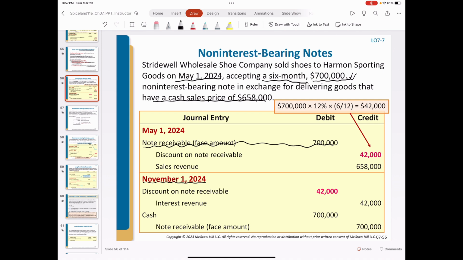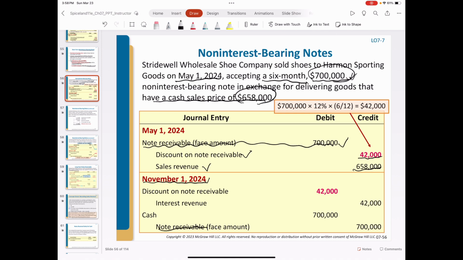So here you should know this $700,000 is notes receivable in 6 months. That's the value after 6 months. Well, its value at current on May 1st was $658,000. The difference actually is a discount. Okay, so we will debit notes receivable $700,000, credit discount on notes receivable, and the revenue actually is a cash value of these receivables.